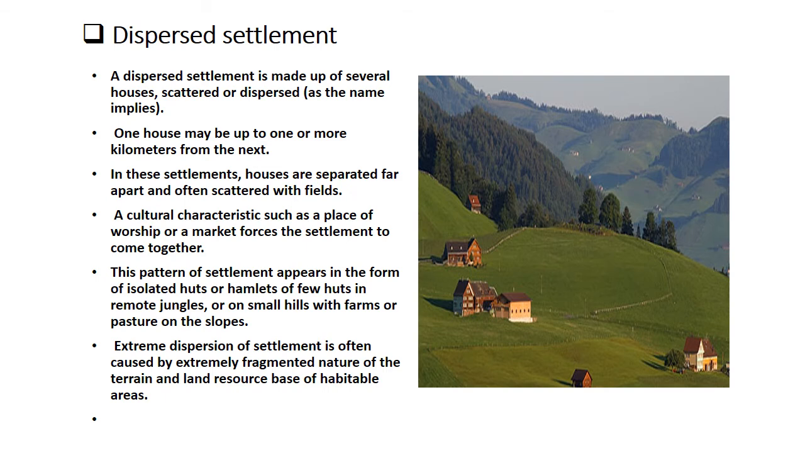Extreme dispersion of settlement is often caused by the extremely fragmented nature of the terrain and land resource based on habitable areas. So most of the extreme dispersion is seen, which leads to extreme fragmentation of the terrain and land resource based on the habitable areas.